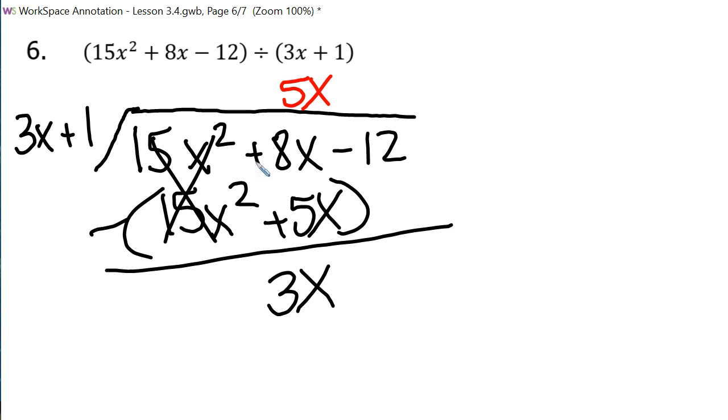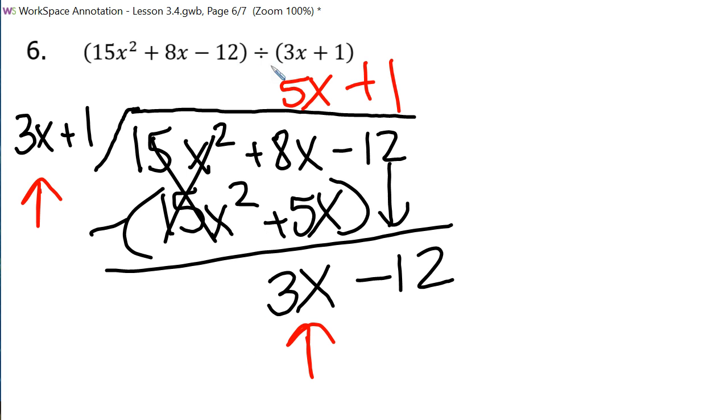What is 8x minus 5x? 3x. What do I do with the minus 12? Bring it down. Again, look at your first term. We have a 3x and a 3x. So what do you multiply 3x by to get a 3x? A 1. Now multiply then. What is 1 times 3x? 3x.